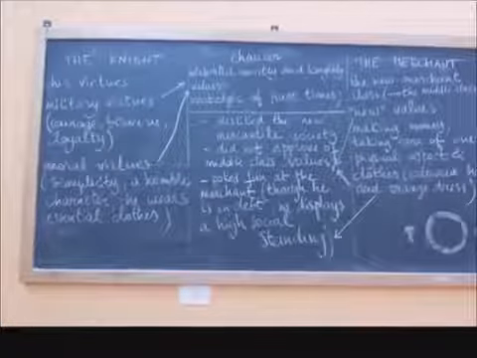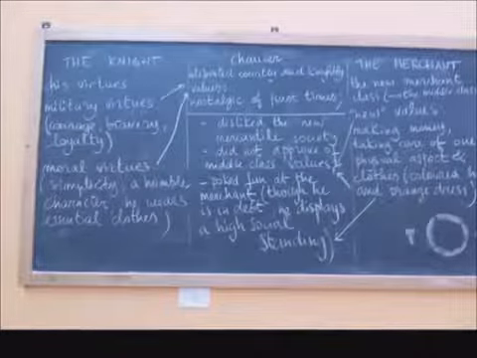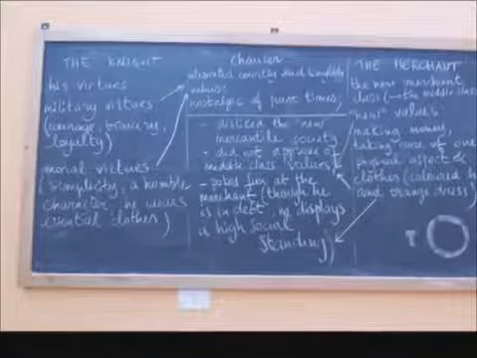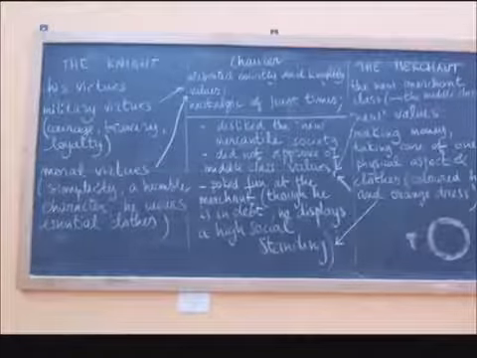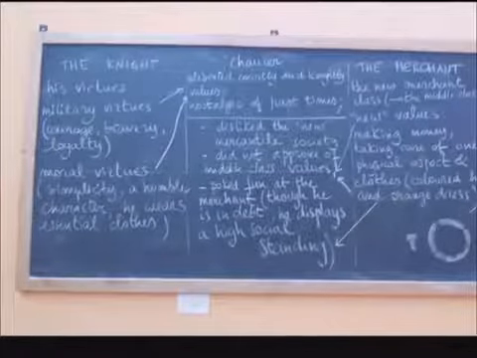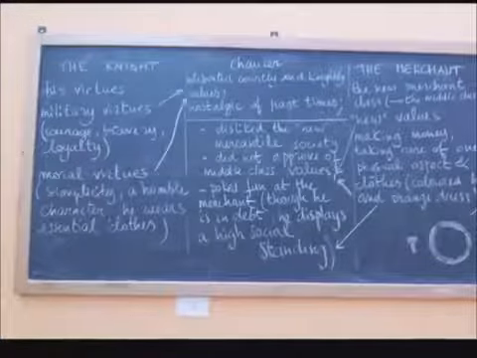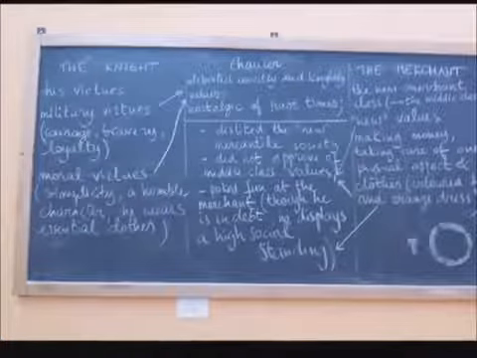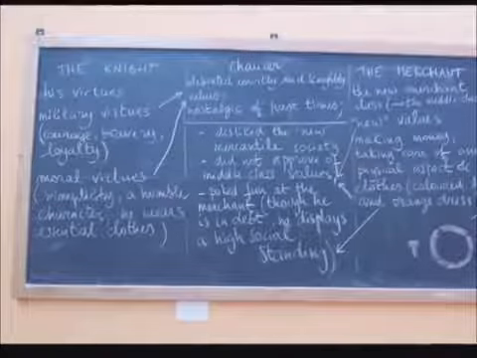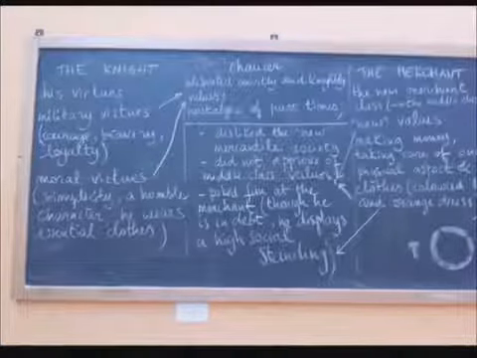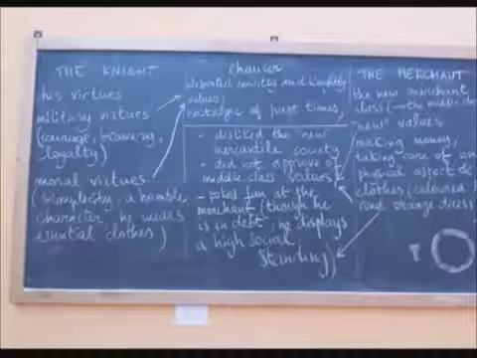Let's have a look at the knight. He displays some precious virtues, both military virtues such as courage, bravery, loyalty, and moral virtues such as simplicity, being a simple man, a humble man. He wears only essential clothes. You can just look at him and understand that he's a noble person, although his clothes are not expensive, they are very simple. Unlike the merchant who wears colored clothes, a colorful hat, an orange dress.